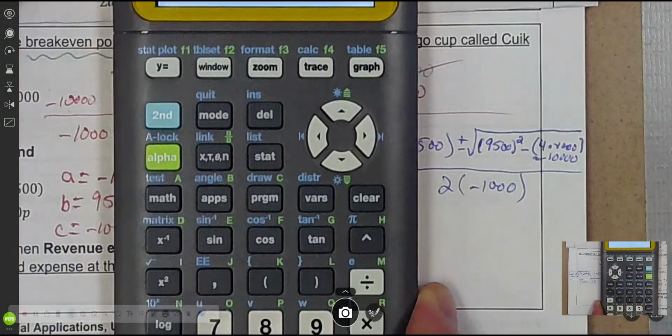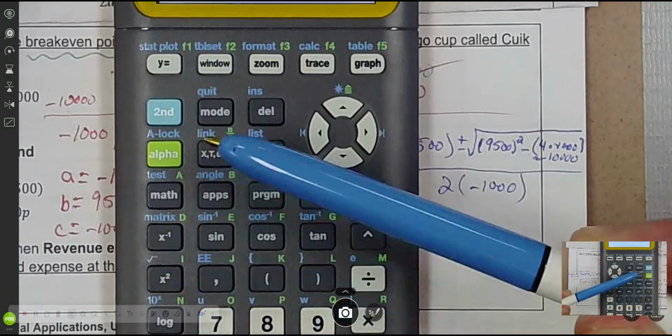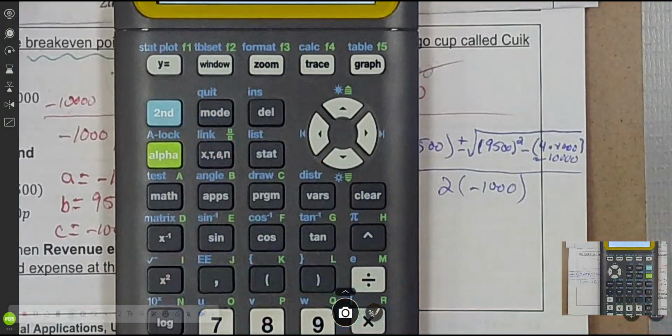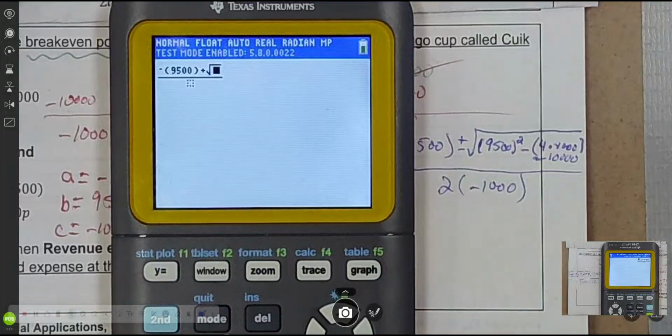Now, maybe you don't know what square root is. It's in blue right here. Because it's in blue, that means you need to press the blue button first before you get there. All right, so second, square root. Give me that square root business that I'm looking for. And then now I need 9,500.